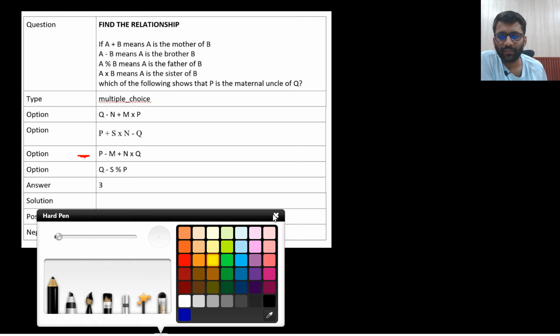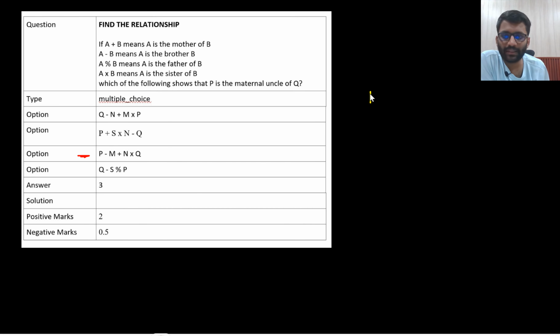So what do you mean by P minus M? P minus M means P is the brother of M. Both are brother and sister, or brother and brother, anything could be. Now M plus N. That means M is the mother of N. So she is the mother. And P minus M means A is the brother of B. So he is the guy, because he is the brother, and she is a lady, sorry, not he is a lady.